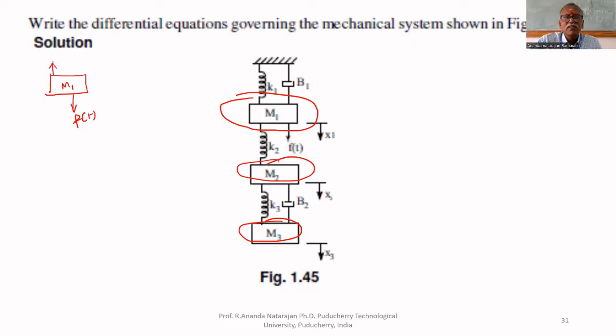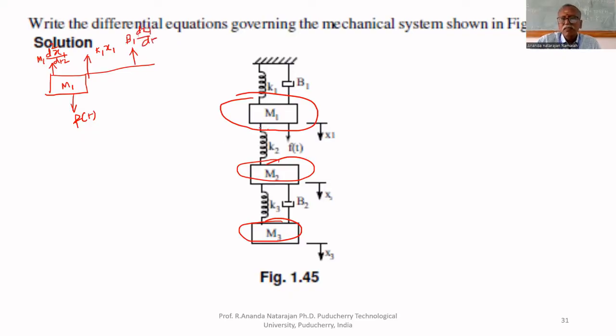The reaction force because of the mass is M1 d square x1 by dt square, where the displacement is x1. What are the other forces? Because of spring K1, whose other end is fixed, it is K1 multiplied by x1. Because of B1, it is B1 multiplied by dx1 upon dt.